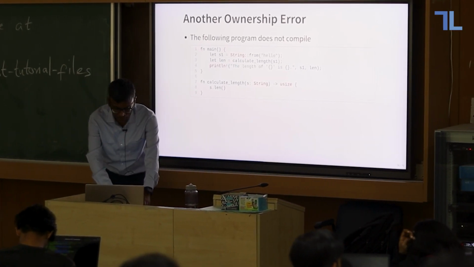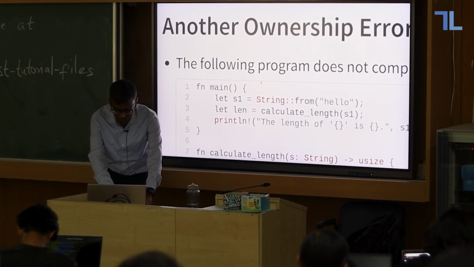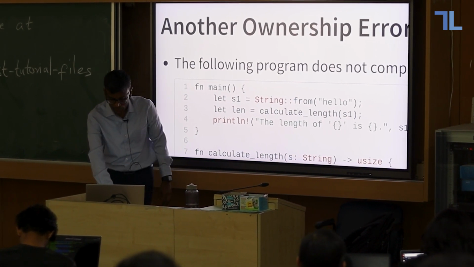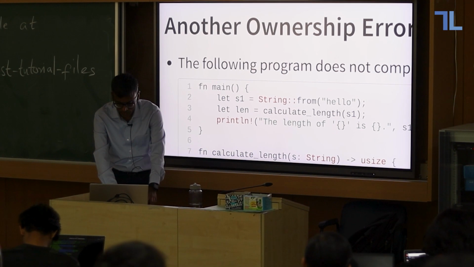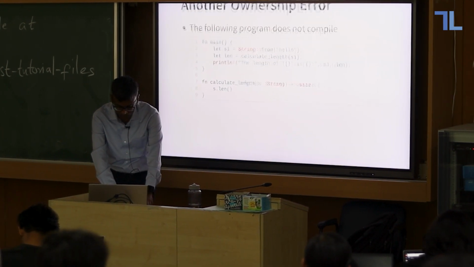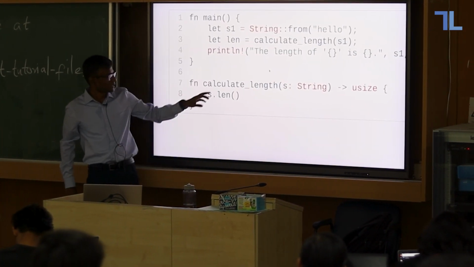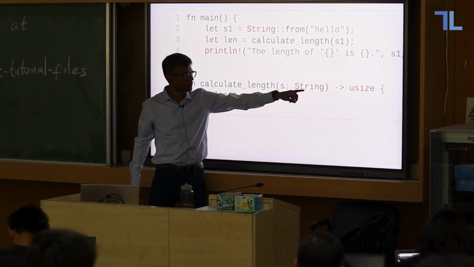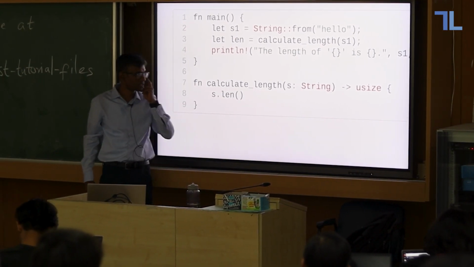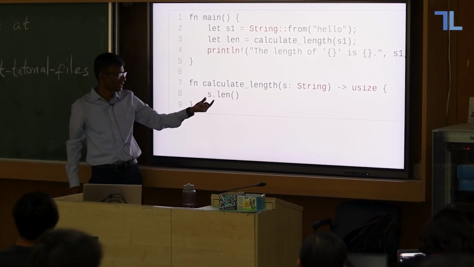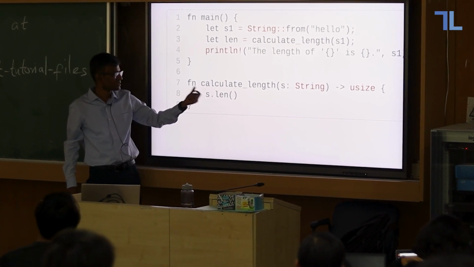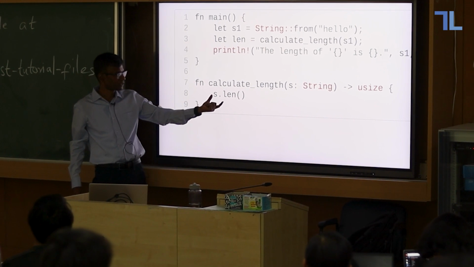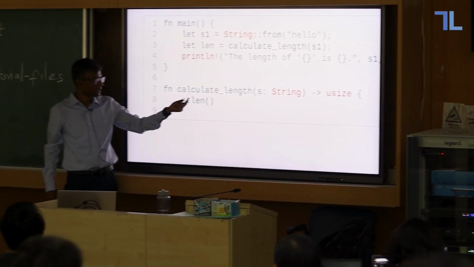There's another ownership error I'll show you, which is about a function. I have a string, and then I call a function called calculate_length. The calculate_length takes the string and returns a usize, which is an unsigned 64-bit integer, the length of that. It just calls a built-in function of string, s.len().